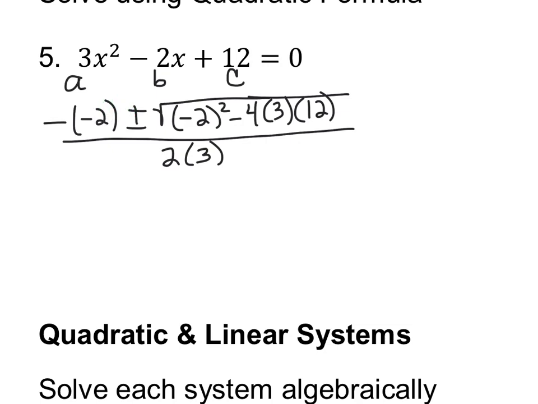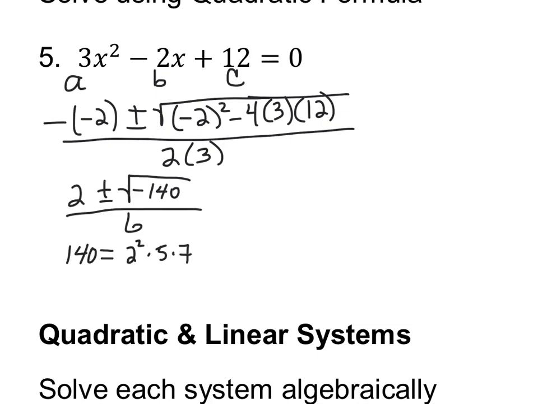I'm going to go ahead and simplify this and see what we get. All right, so as you can see right here, I have taken care of the discriminant. I have found that my discriminant, which is going to be 4 minus this right here, ends up being a negative 140. Well, what I need to do now is simplify this radical.